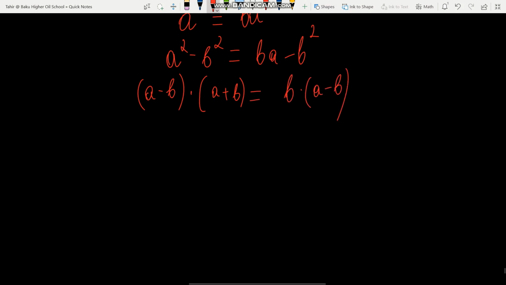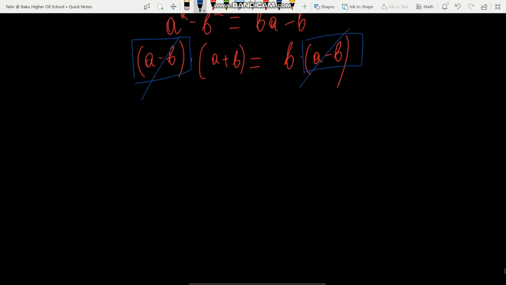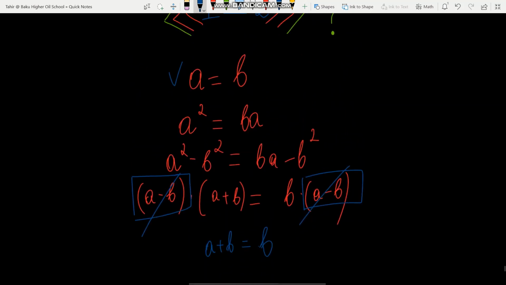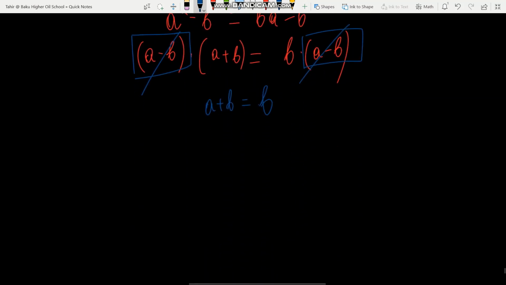And now we will just apply a simple arithmetic rule here and cancel out the same terms from both sides, A minus B and A minus B. What we got at the end is A plus B is equal to B.